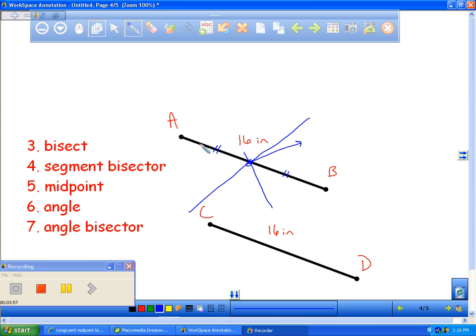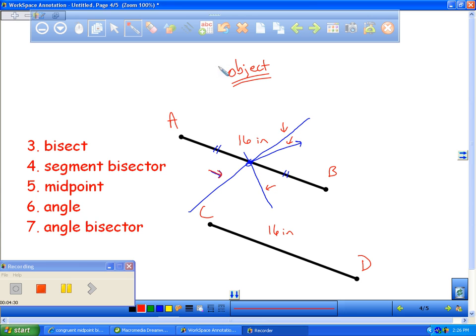A segment bisector are these things right here. Those are the segment bisectors. This and this and this and this. Those are the, pardon the expression, ninja swords of death that come through and force some sort of bisecting. So the segment bisector would be the actual object. So a bisector is the actual object.